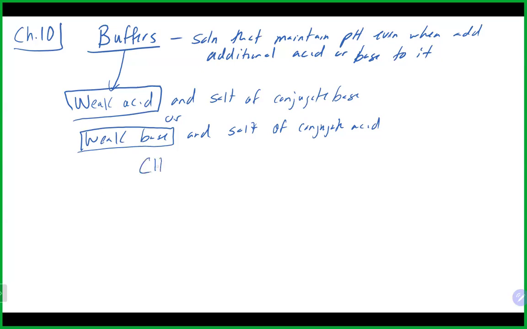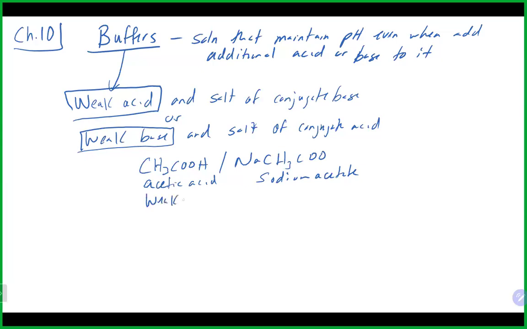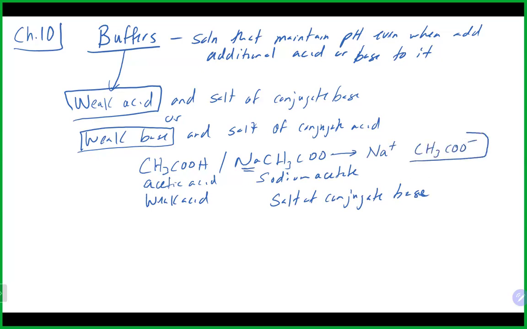For example, the classic acetic acid and sodium acetate buffer, which is everybody's favorite example. So that's acetic acid and sodium acetate. Again, this is a weak acid, and this is the salt of its conjugate base. What makes it a salt, as we talked about last time, is that it has a sodium. When you have sodium acetate in solution, it is a strong electrolyte and will break apart into these two ions. The functioning part of the buffer from that is just the acetate part. The sodium is just hanging out, not really doing much in terms of the buffer. And those are the two parts that make up your buffer.